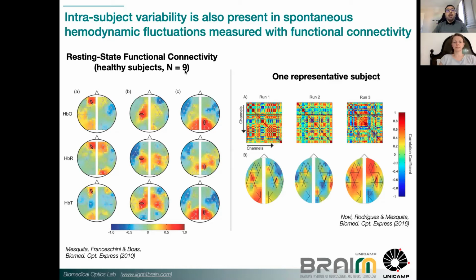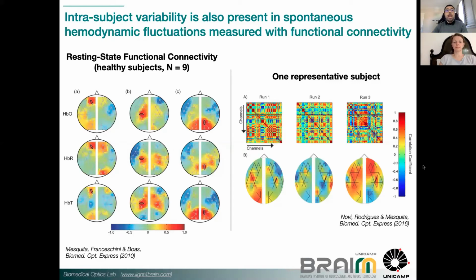But if you just pick one subject at random and look at the 3 different runs that the same subject performed, doing the same experiment, you see that the resting state maps, the resting state networks, were completely different at different times for the same subject. So again, you have a very high variability at the subject level.